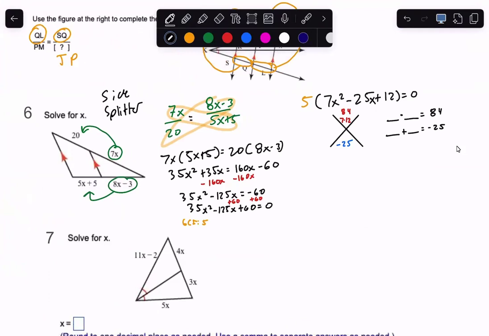Let me double check to see if this is correct. No, everything seems pretty good. Thought this one didn't have a square. Oh, I guess it did.